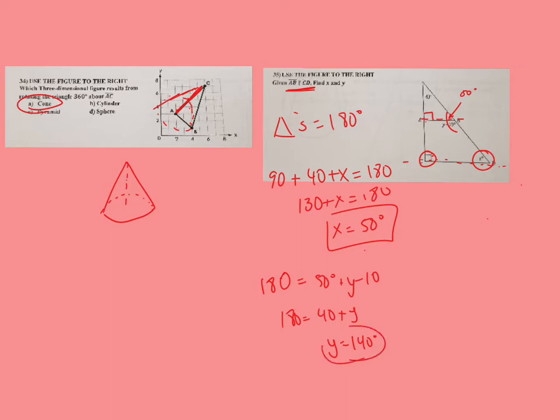All right. So y is 140, x is 50. That's it. There's a bunch of different ways to do that one. Using either triangle properties, quadrilateral properties, or the corresponding angles theorem based on parallel lines. So a bunch of stuff.